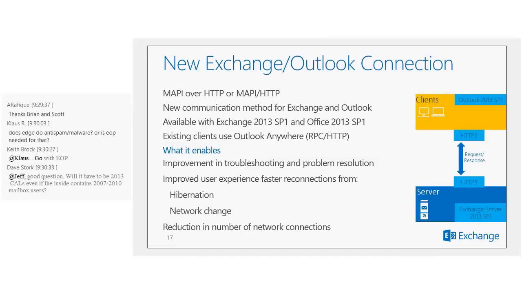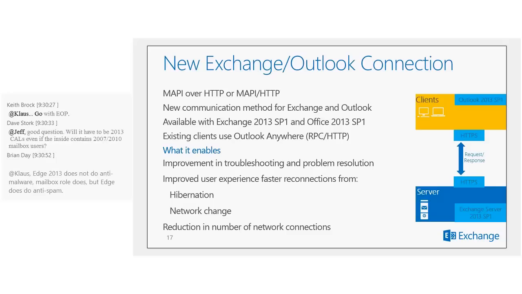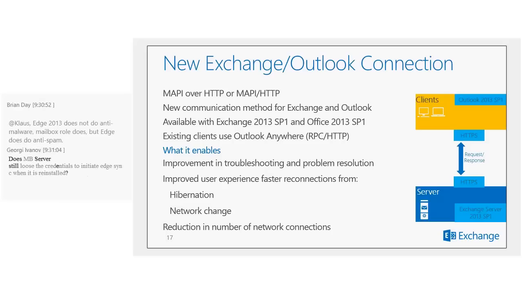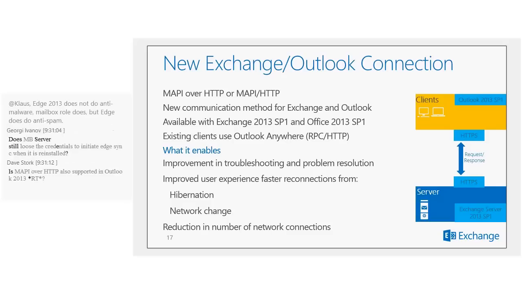We're not mandating a replacement the moment you put SP1 in. Existing clients, older clients, will continue to use Outlook Anywhere or RPC over HTTP. This communication method is only available when you have Exchange Server 2013 SP1 together with Office Client 2013 SP1. So you have to have both sides of the equation in place: the newest clients and newest server releases available. So those are the prereqs to consider.